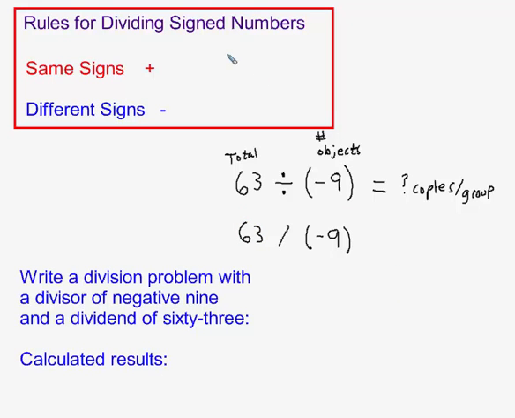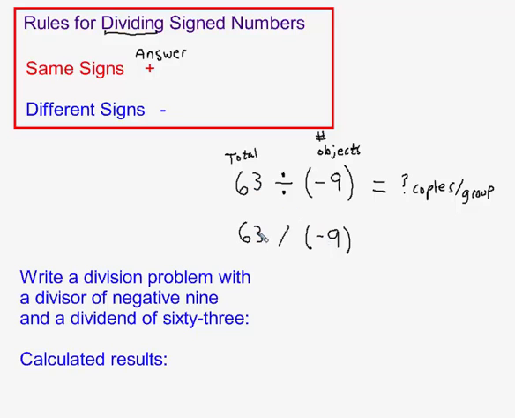Here are the rules in general for dividing signed numbers. They actually are exactly the same rules as for multiplying signed numbers, except in this case we're dividing. So if you're dividing two numbers that have the same signs, your answer would come out positive. But in this case, we had the case where our numbers were opposite in sign. One was positive, one was negative.